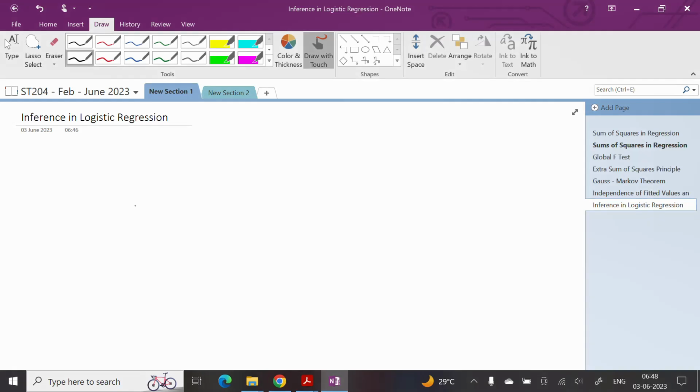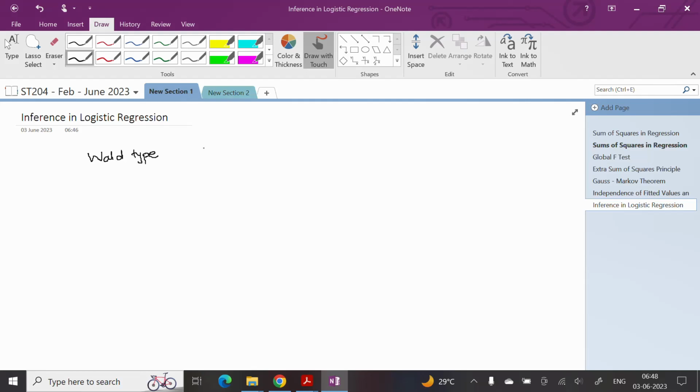Hello everyone. Today we will be discussing a few more details about inference in the logistic regression setup. We have already discussed the deviance approach, which is similar to the extra sum of squares approach, and we also said that it can be used for testing significance of either the individual regressors or a group of regressors. But of course, we can always resort to the Wald type test procedure.